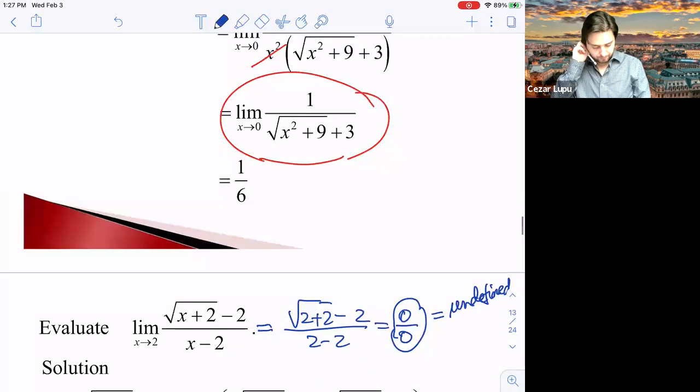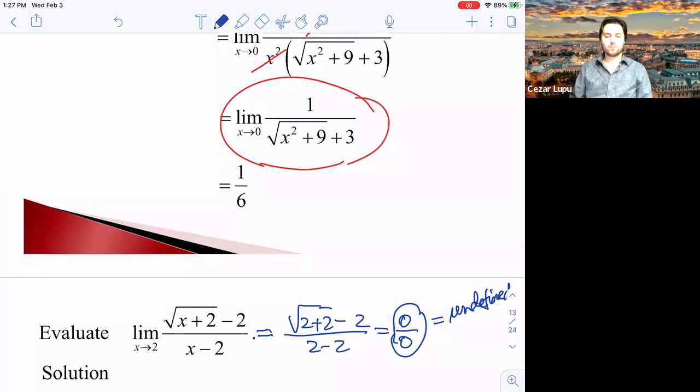No problem. Okay, I get 0 over 0. What should I do to this fraction? Multiply by the conjugate. Exactly. We need to find the conjugate. So we multiply by the conjugate. I'm going to multiply here. And what is the conjugate? It will be the square root of x plus 2 plus 2.